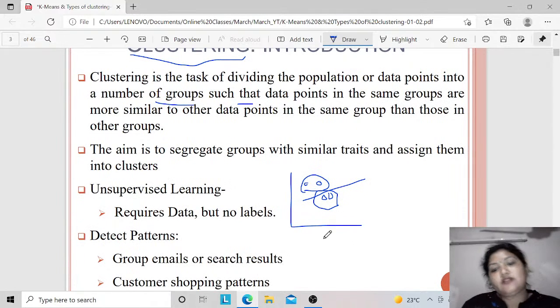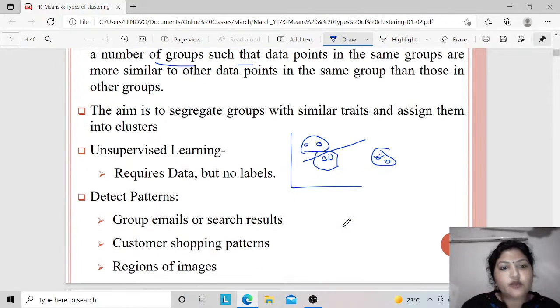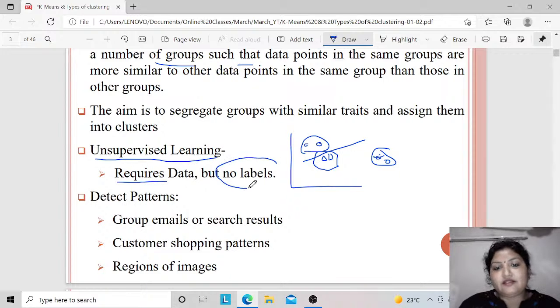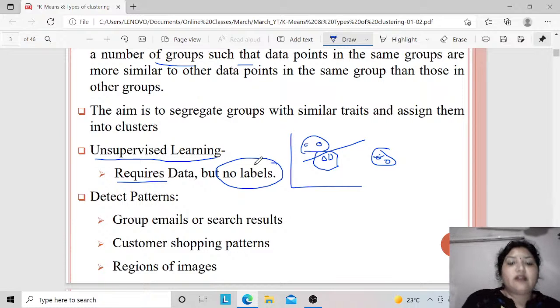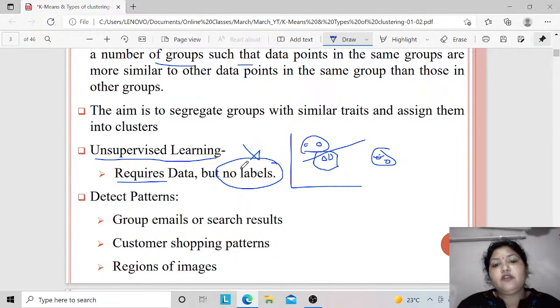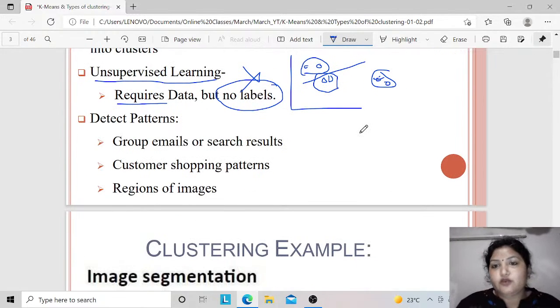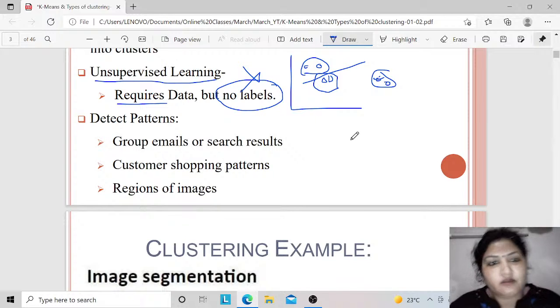So what is our aim? What is our goal? Our goal is to segregate the data points, and we need to make a cluster which contains the data points of similar patterns, right? In this cluster, all the items will have the same patterns. So yes, it is an unsupervised learning method. It requires data but no labels. We are not training the model with the correct answers, right? No. Here we don't need the labels. We are going to identify the data based on the different patterns.